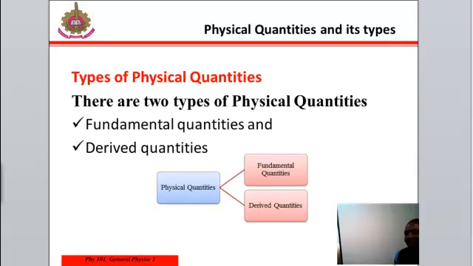Types of physical quantities. There are two types of physical quantities. We have fundamental quantities and derived quantities. Fundamental quantities are the basic physical quantities used in measuring physical phenomena, from which all other physical quantities are gotten. Fundamental quantities possess fundamental units. Derived quantities are physical quantities that are gotten from one or more fundamental quantities. Derived quantities are composed of multiples or ratios of one or more fundamental quantities.